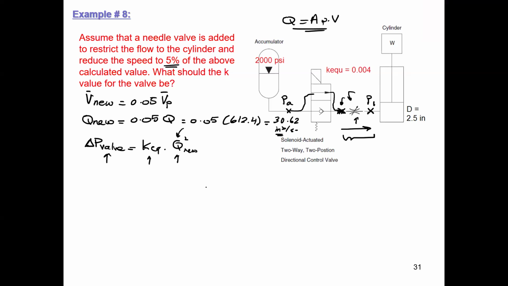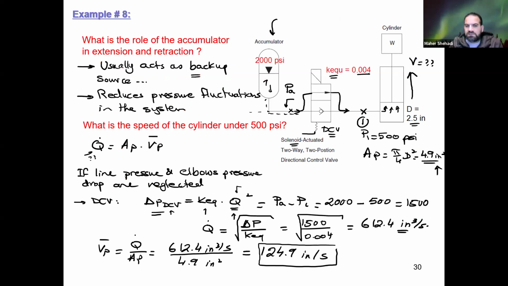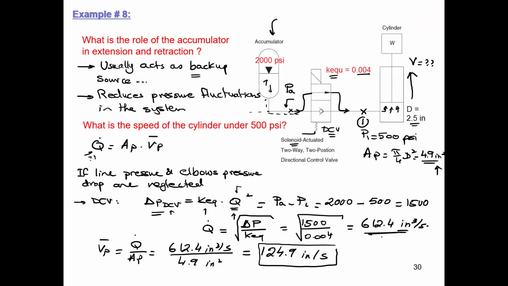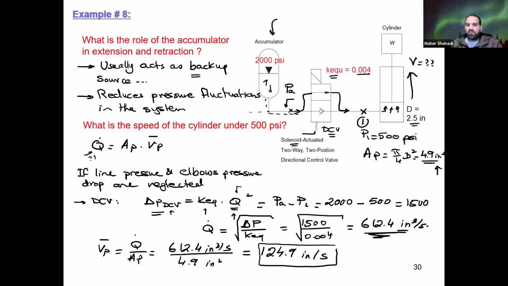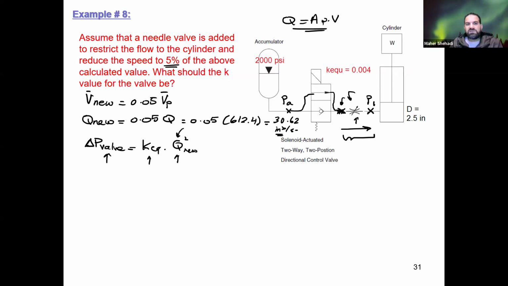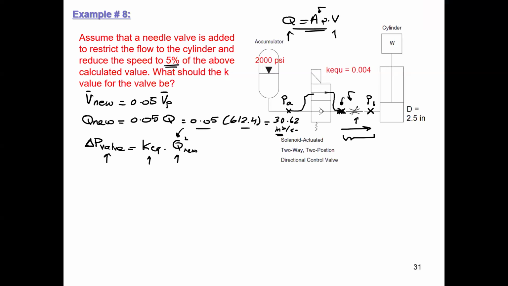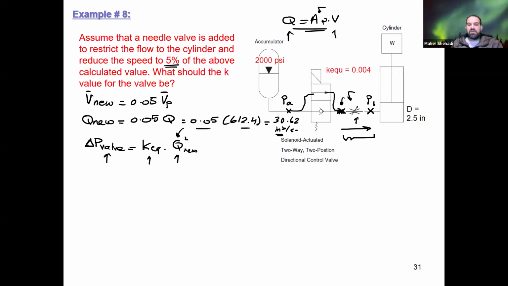Question: where did you get the 612 from? I assume that was the Q from the previous. Yes, that's the original problem. We calculated that. It's asking you to reduce the speed to 5%. We said the speed and the flow rate are directly proportional because the area of the piston is not changing. So a 5% velocity gives a 5% volumetric flow rate. That's how we multiplied this by that, because you have to get 5% of that value. Okay, gotcha. Thank you.